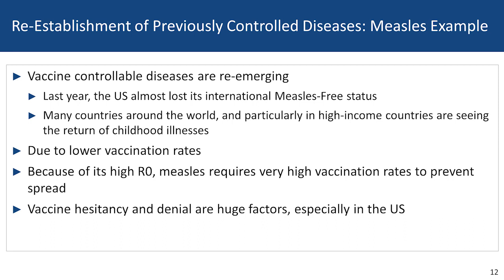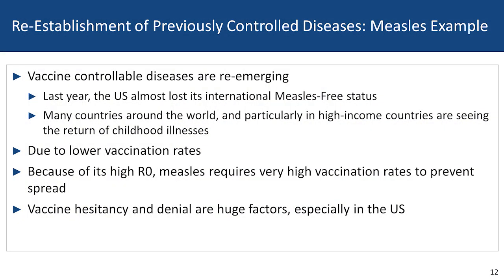I wanted to talk about reestablishment of previously controlled diseases, and measles as an example. So, unfortunately, last year, the US almost lost its measles elimination status, its measles-free status, because there was sustained transmission of measles for almost 12 months in New York. Fortunately, public health officials were able to finally stop that transmission just under the mark. But there are other countries, particularly in Europe, that are seeing rates rise for many vaccine-preventable diseases. And many have lost their measles-free status as well.